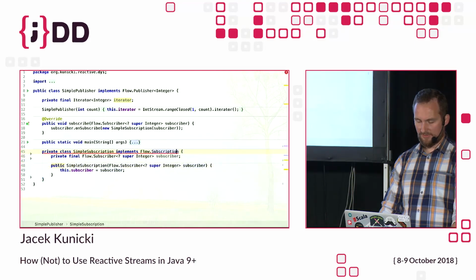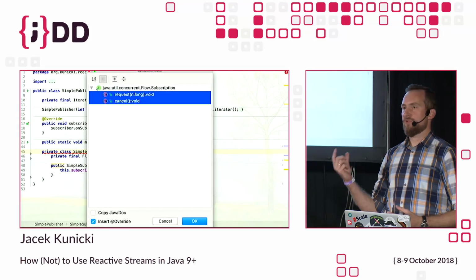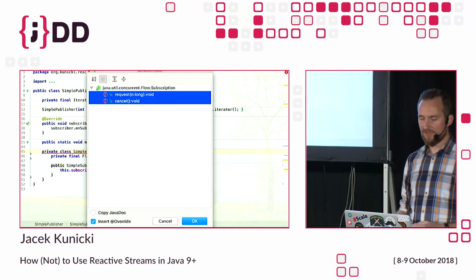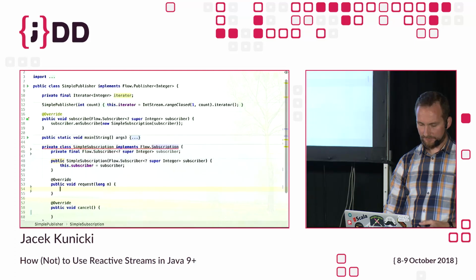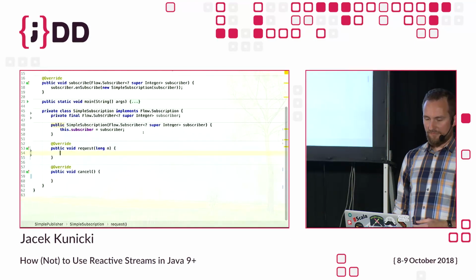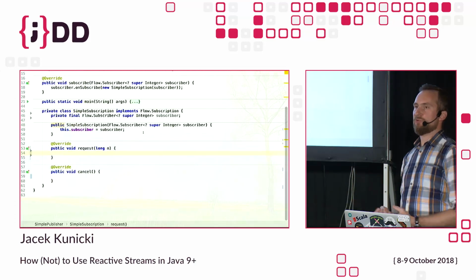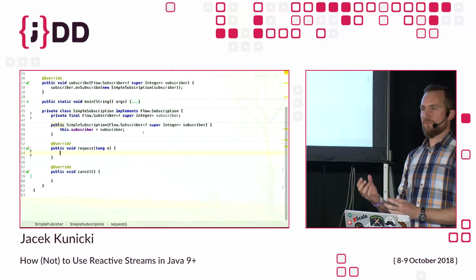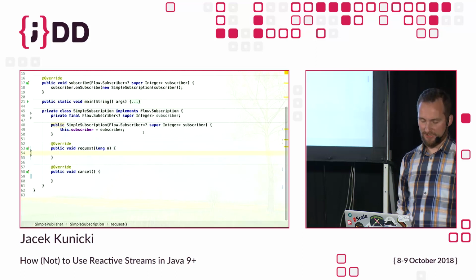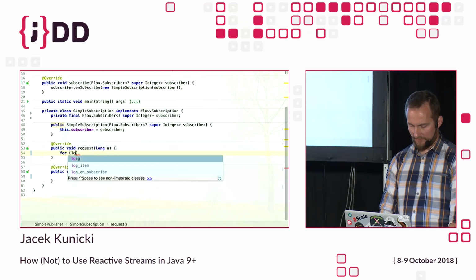And now we have two methods actually to implement, as you may remember. First one is request, which deals with backpressure and with sending as much data as requested, and the other one is cancel. So now the first thing that we need to do in request, well, we need to respond to this request. So we have n elements requested, and we need to take n elements from our iterator and send them to the subscriber. So this sounds pretty simple, so we can just write a for loop.